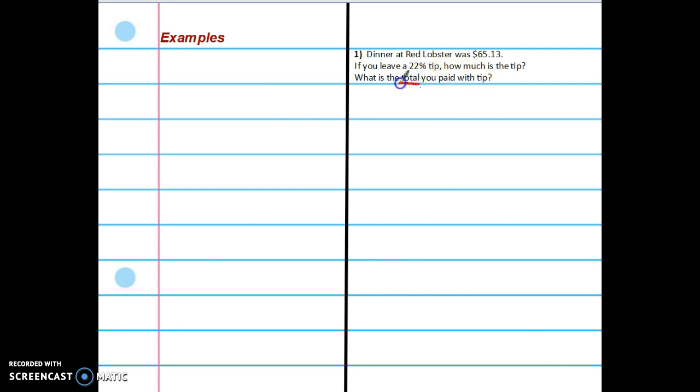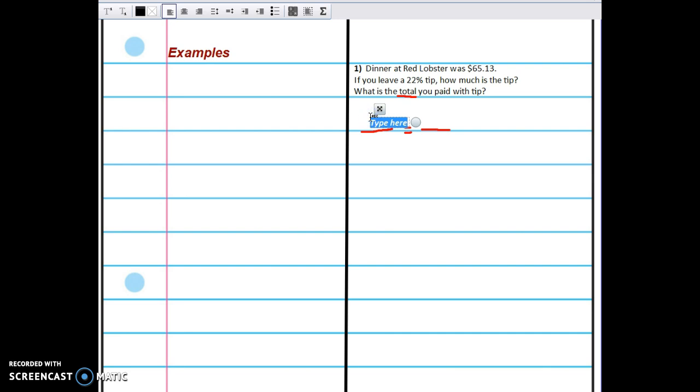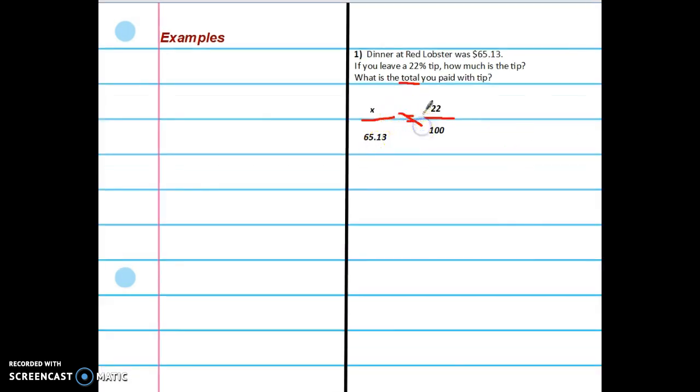Alright, so again, total tells me that we have to add the amount of the tip to the subtotal. So let's set our proportion up. I'm going to put an X up here because that's the amount of tip that we're calculating. I'll put $65.13 down here because that's the subtotal. We know percents always go over 100. 22 is the amount of the percent over 100.